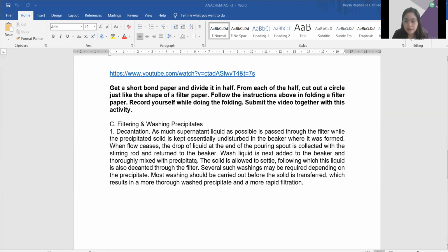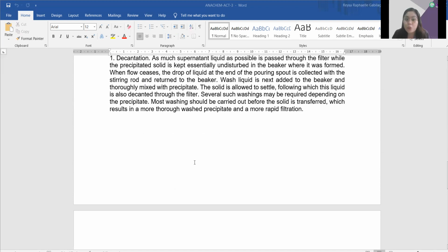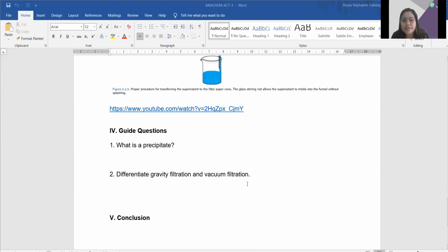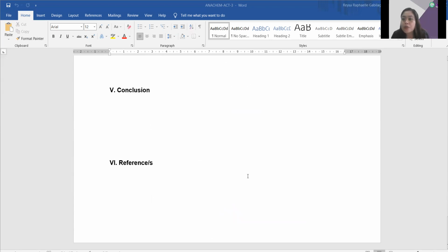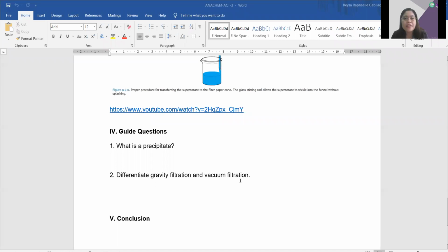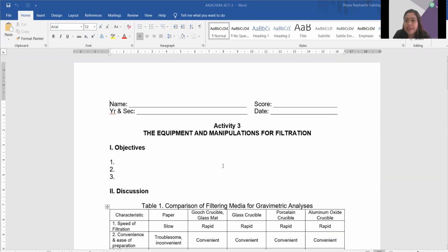So aside from that, the filtering process is also included here, filtering and washing the precipitates. So meron din dyan provided na video on how to do the washing. After that, you have to answer the guide questions. You have to provide your own conclusion, and so does the reference or the references that you use in answering the guide question. So yun yung magiging activity natin this afternoon. Any question for activity number 3?